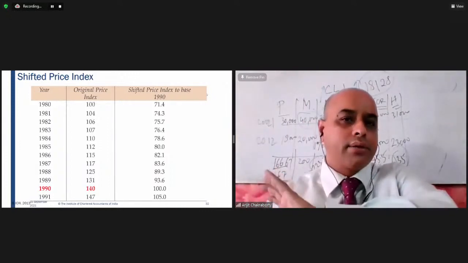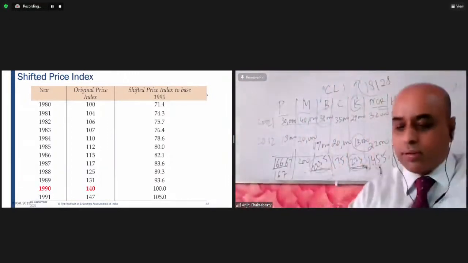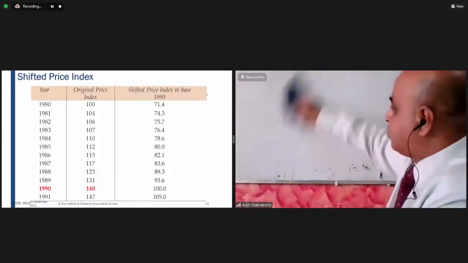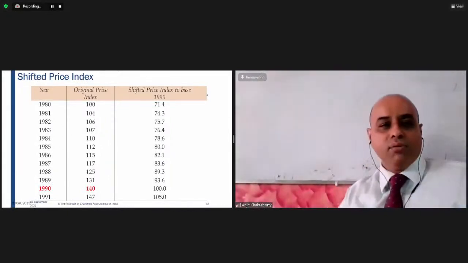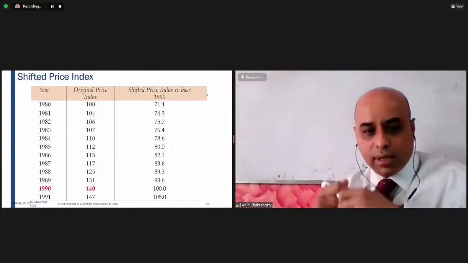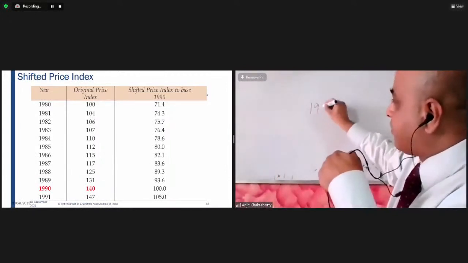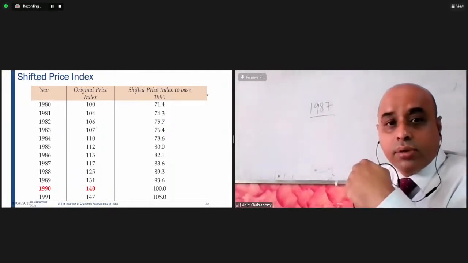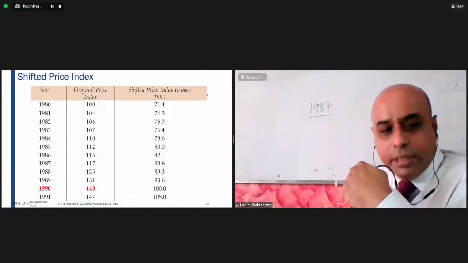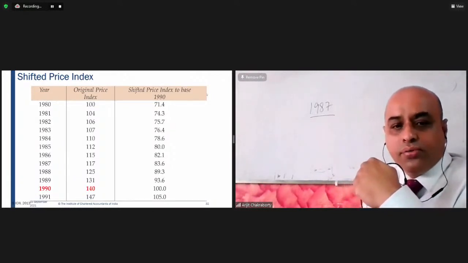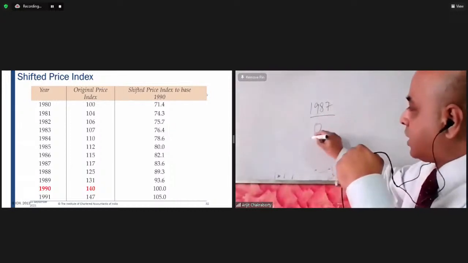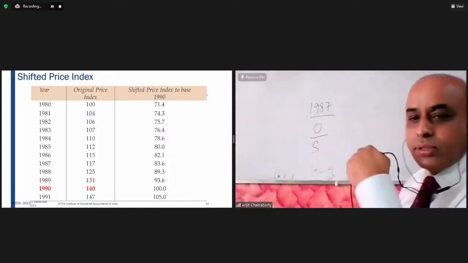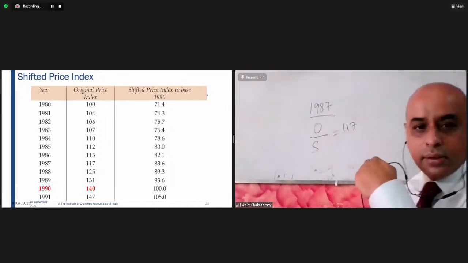So let me take at random, let me take 1987 and let me do the calculation here. So I'm just running this long, big calculation for the cost of living, and I'll do a smaller calculation now just to see whether this shifting price index system works or not. I'm taking 1987. For 1987, as per the slide, as per the study material, the original price index is 117. Okay, and we know the formula is very simple. The original price index divided by the price index in the shifted year.